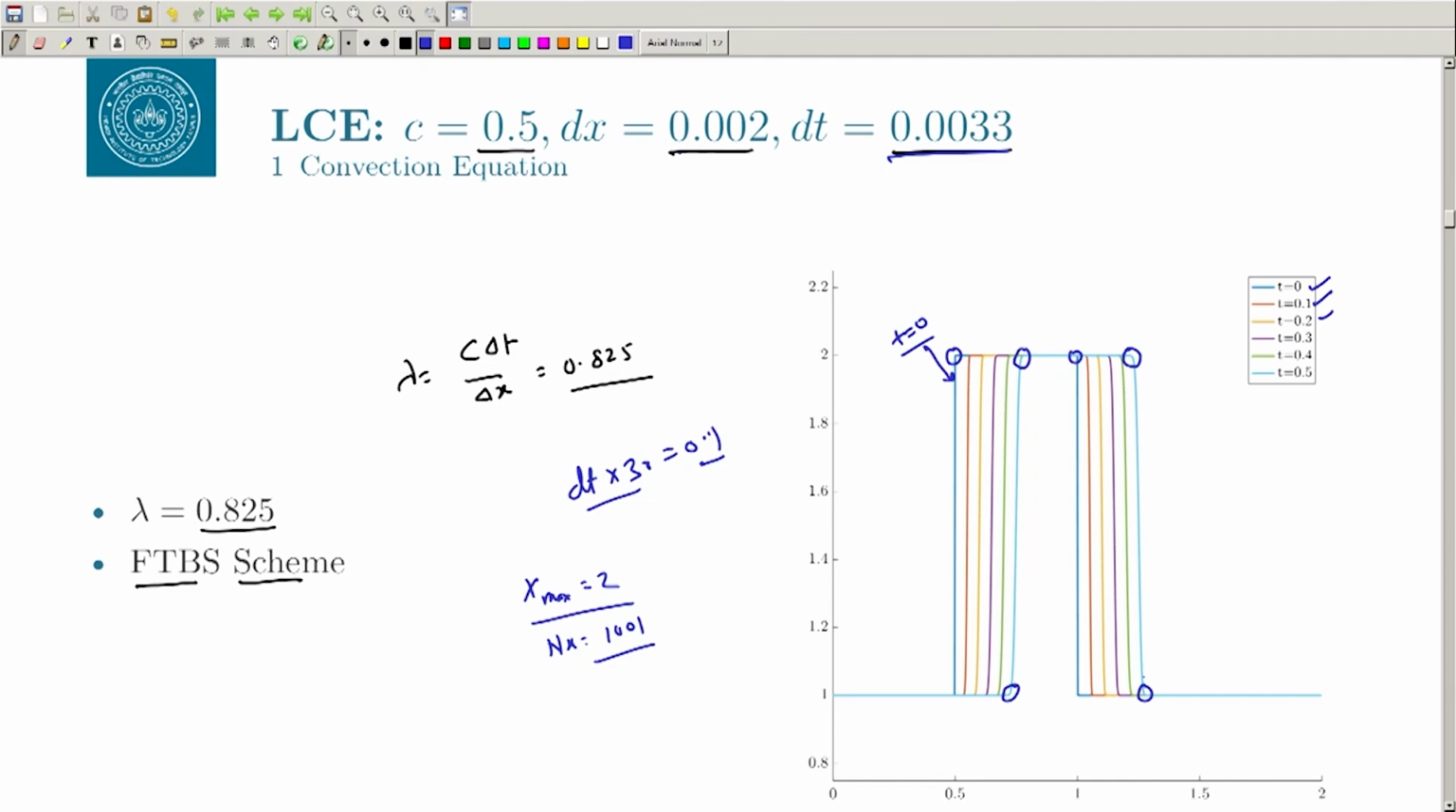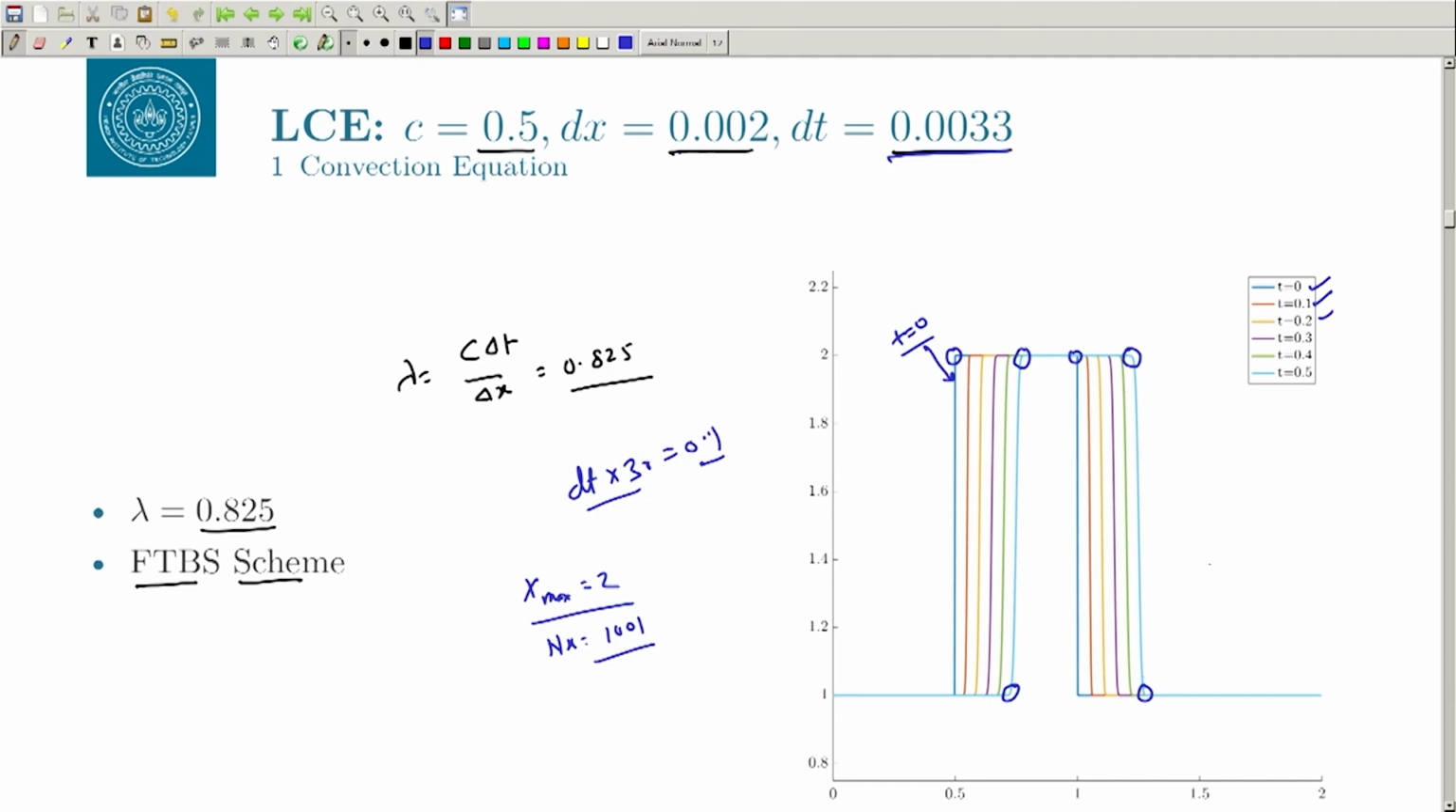Okay, the things will be very diffused. Especially, let us say, if you have shocks, then you will have a very diffused shock. Instead of a sharp discontinuity, you have the discontinuity over a very long distance, right? Which you do not want. Okay, so this is how the solution will look like.